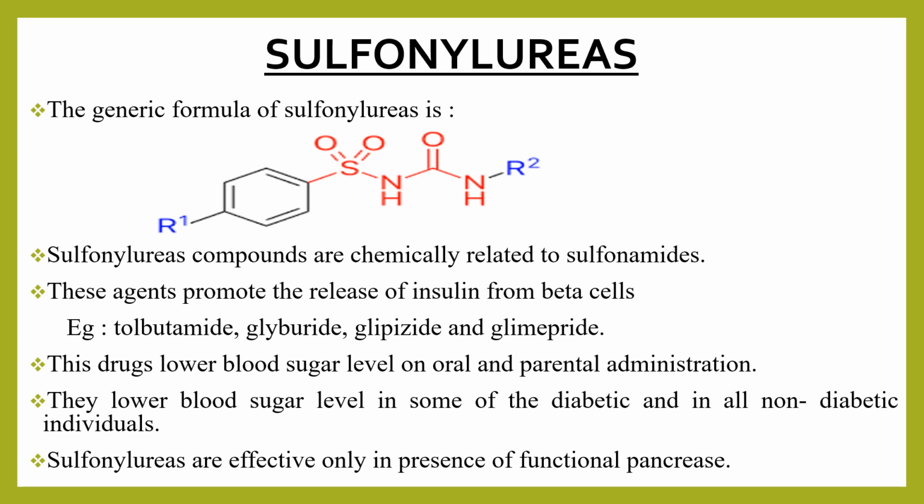First of all, sulfonylureas. This is the most commonly used drug. This is the structure of sulfonylurea. Sulfonylureas are chemically related to sulfonamides. These agents promote the release of insulin from beta cells. Examples are tolbutamide, glimepiride, glipizide. These drugs lower the blood sugar level on oral and parenteral administration. They lower blood sugar level in some of the diabetic and in all non-diabetic individuals. Sulfonylureas are effective only in the presence of a functional pancreas.